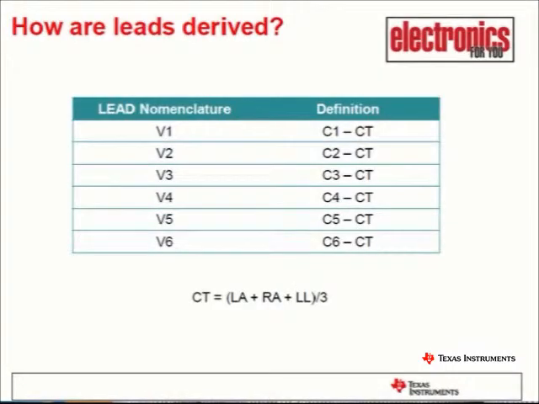Now the last 6 leads, they are computed by the voltage difference between the electrode placed on the chest and a term known as Wilson chest terminal. Wilson chest terminal is computed by the average of LA, RA and LL, the left arm, the right arm and the left leg electrode.